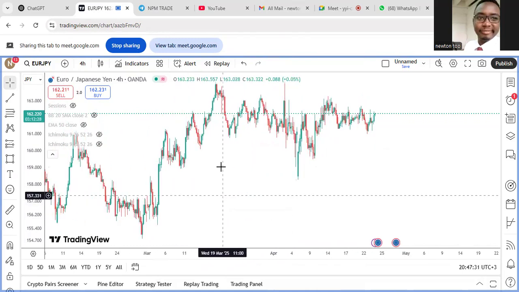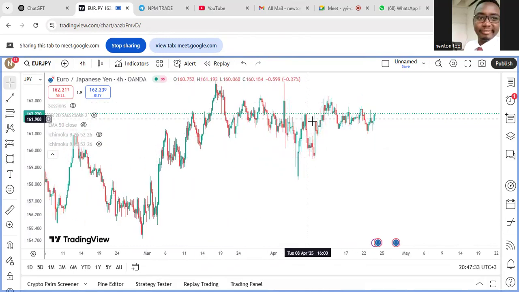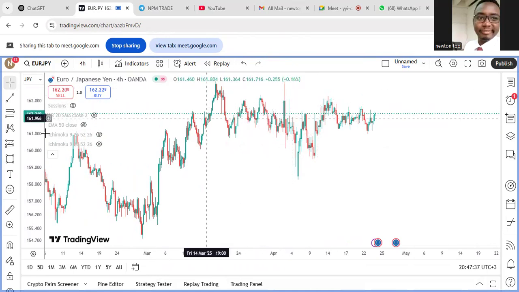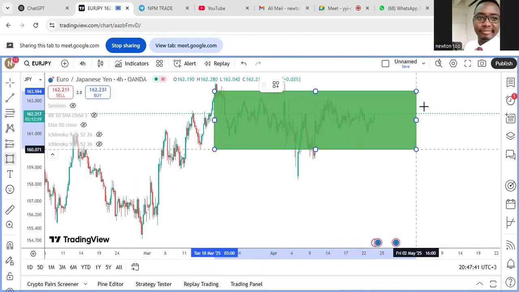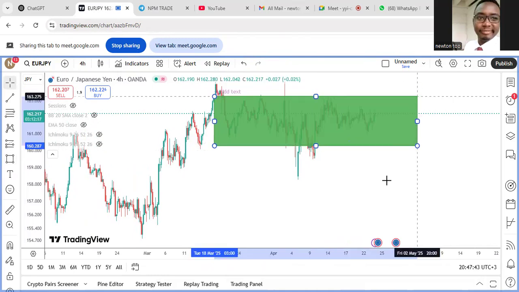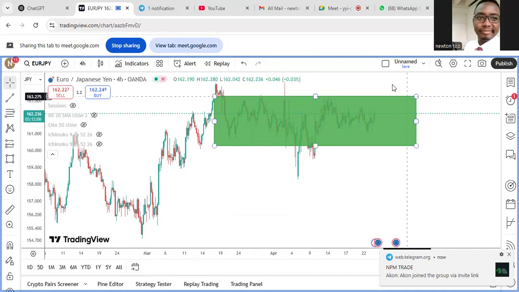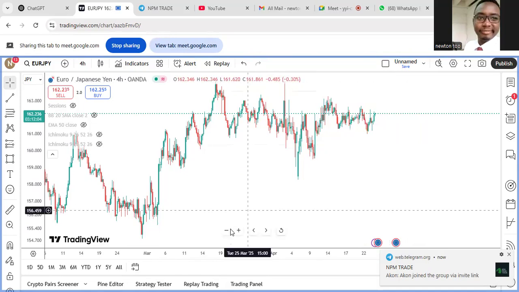If you want to check, this market is not good because you can see guys, this market is not moving. It's just consolidating in one place. So avoid these markets. Avoid this market a lot. But if I want to draw the trend line, I can draw the trend line.